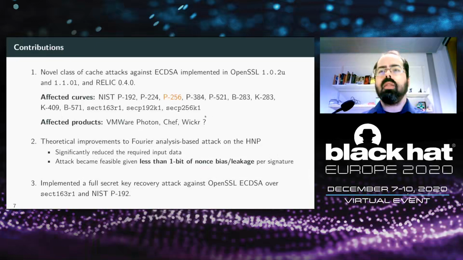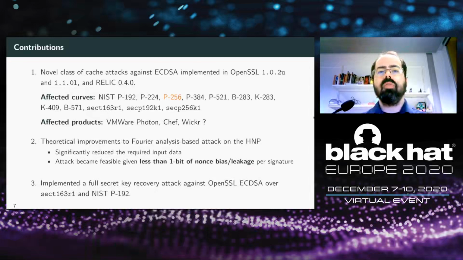This means that they at least included versions of the library that were affected, but we cannot claim that this could be exploited under some realistic threat model against those products. The second contribution of our work is theoretical improvements to attacks based on Fourier analysis to solve the hidden number problem that significantly reduces the amount of input data or the number of signatures to be effective.